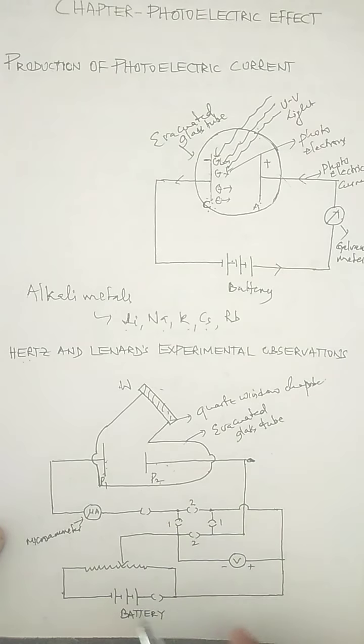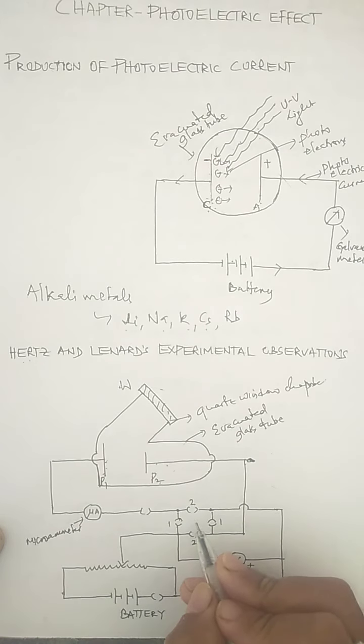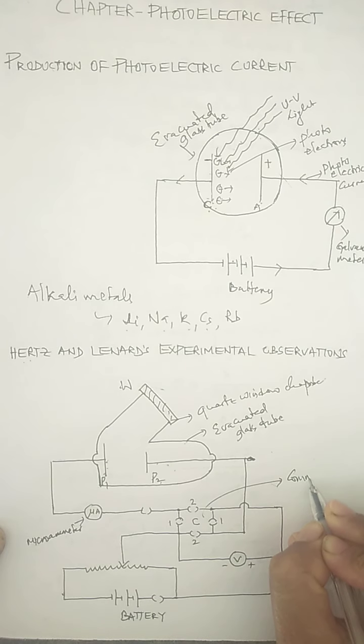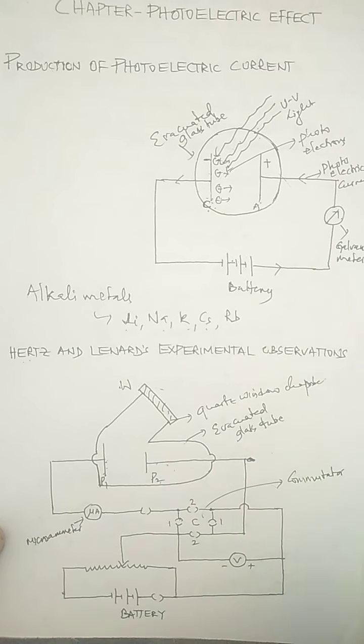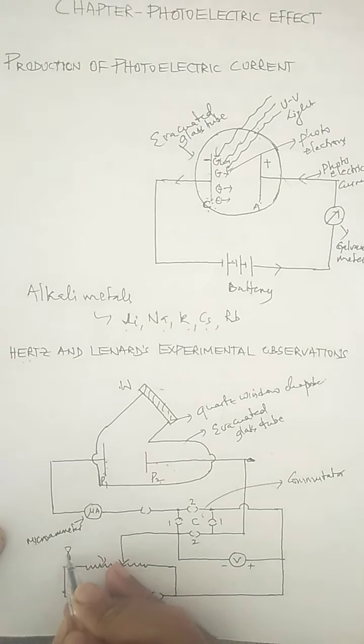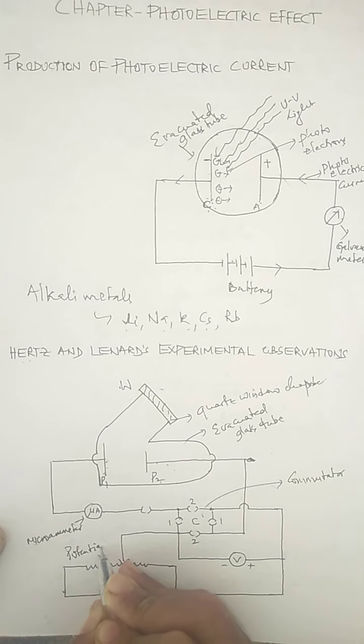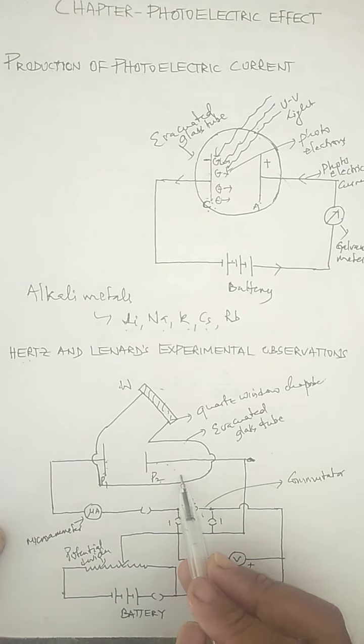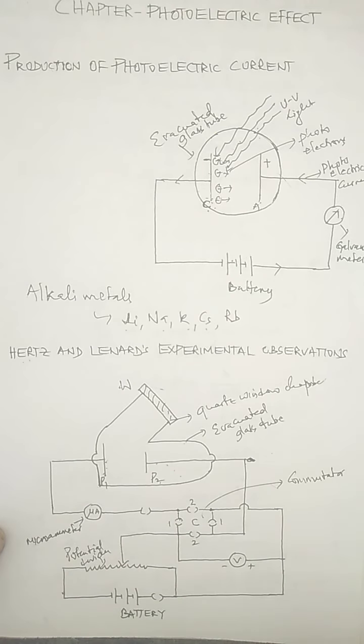Even if you see the circuit, this is connected with a device which I'll mark by the letter C, and this C is called a commutator. And with the help of a device called a potential divider, the potential divider varies the potential that is supplied by the battery. So in order to vary the potential, that is done by this device called the potential divider. And this commutator is a device which can change the polarity of the plate.